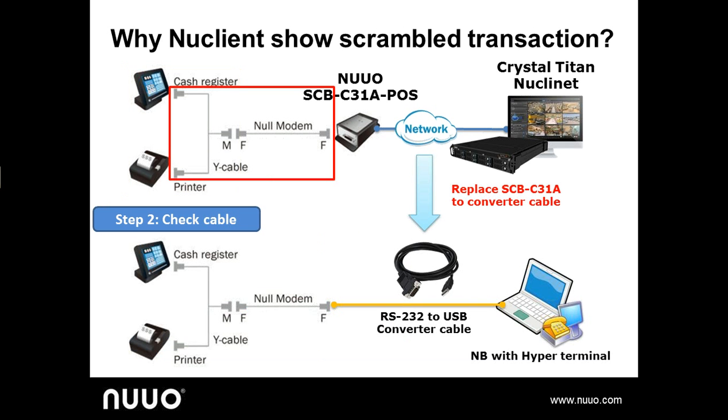The second step is checking the cable. Please make sure the white cable and null modem are provided. After that, use the USB converter cable to replace SCPC31A. You also need to install Hyper Terminal on the PC. Please note that, by default, Windows 7 doesn't include Hyper Terminal. We also provide the Hyper Terminal link in the attachment of this PowerPoint.